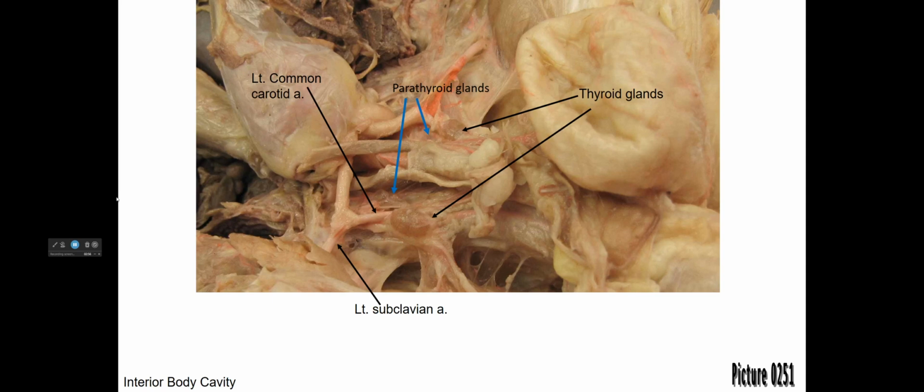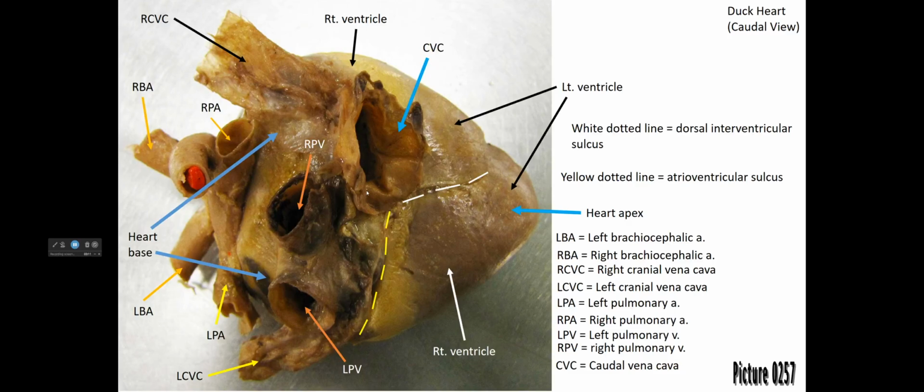In slide 251, we're on the interior of the main body cavity. Here we see the heart with the fibrous pericardium. We see parathyroid glands and then larger, more distinct thyroid glands. Picture 257 is of a removed duck heart where all the major external features can be seen.